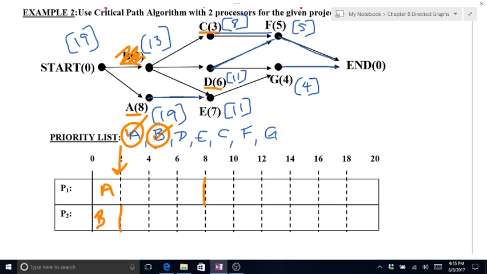When B is finished, C is now eligible, and D is now eligible. So D and C are both eligible. According to my priority list, though, D should be scheduled first. So we need to go ahead and schedule D. That takes 6 minutes, so that should take me out to 8. Both processors finish at the same time at this point. So at 8 minutes, A and D are both finished, which now makes E eligible.